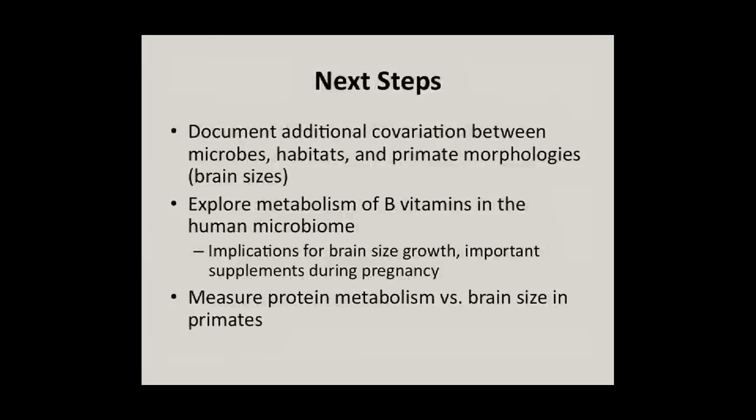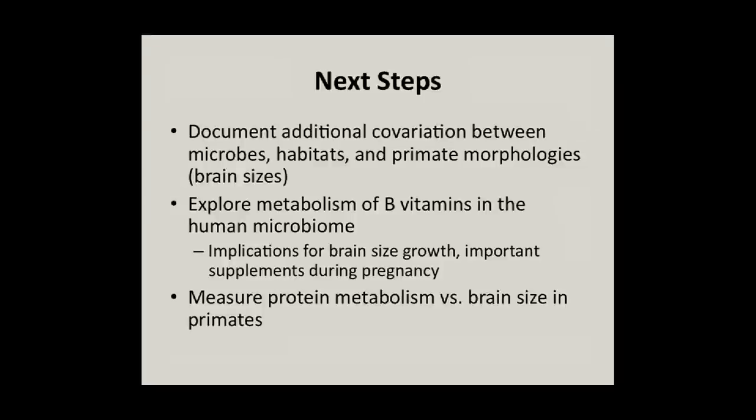So what are some next steps? We're very interested in documenting additional covariation between microbes, habitats, and primate morphologies, particularly brain sizes. And as our comparative studies develop, we'll be able to look at that more carefully. We're extremely interested in B vitamins, and I haven't talked about those very much here today, but we're looking closely at those, particularly in terms of the functional data that we talked about. And we're also interested in looking at protein metabolism versus brain size in primates.